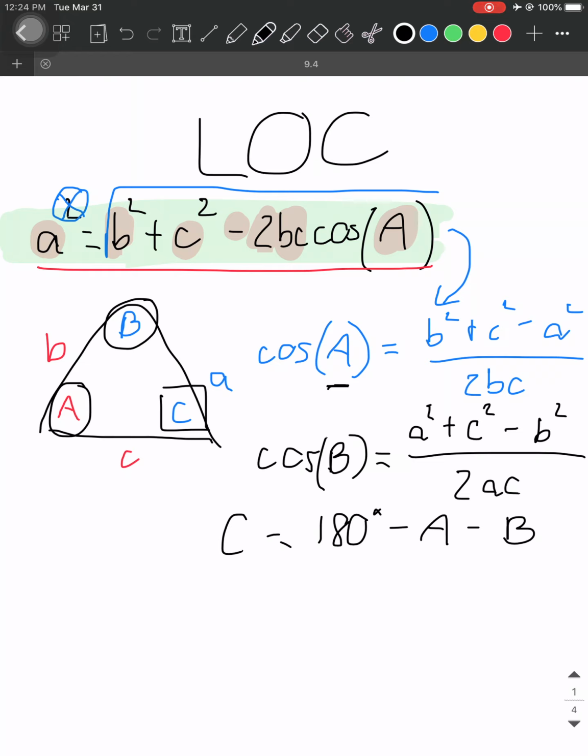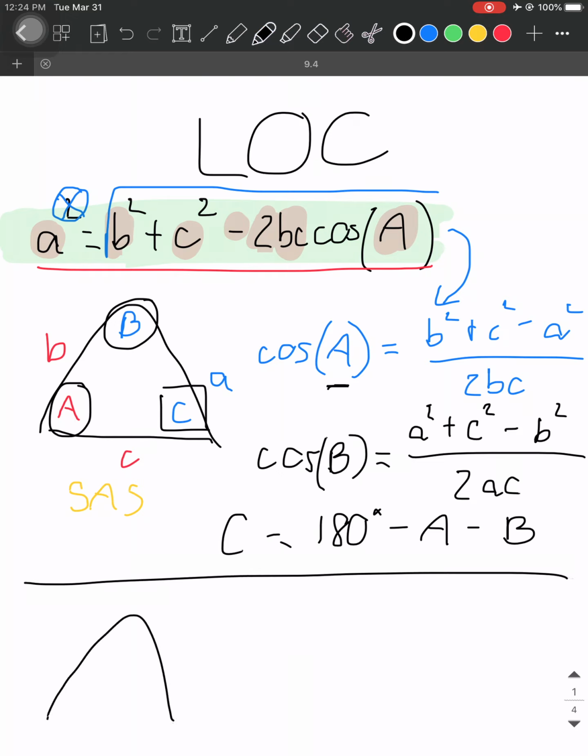And another case we also have is the case of SSS. So let me put this one in yellow. This case is SAS, right? And aside from that, we also have the case of SSS, where we know all the sides in here. So this is little b, this is little a, and this is little c, right? And then we have to find the angles, which are A, B, and C.